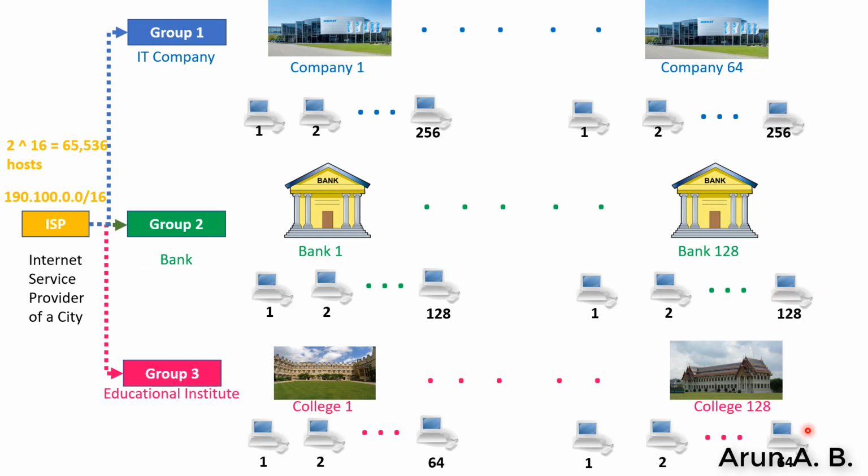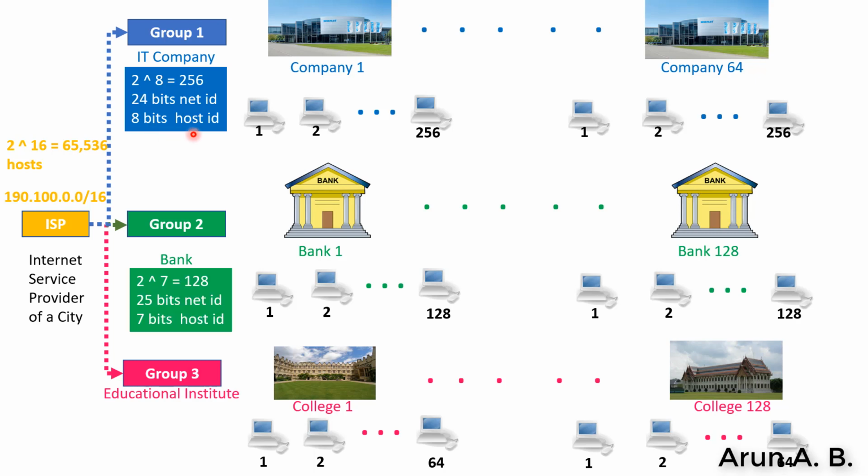If I want to assign IP addresses for company 1, company 1 has a requirement of 256 hosts. How we can derive 256 is from 2 to the power of 8. So 2 to the power of 8 gives us 256. This indicates that for this requirement we must have 8 bits of host, that is 256 hosts, and 24 bits of network ID, because 8 plus 24 gives us 32.